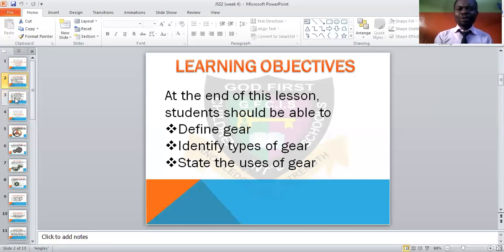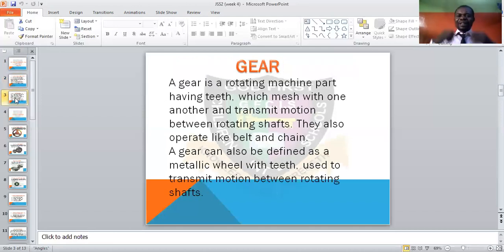Now we come to the content of it. Gear. A gear is a rotating machine part having teeth, or a metallic wheel with teeth, which mesh with one another and transmit motion between rotating shafts. They also operate like belt and chain, but they are different.